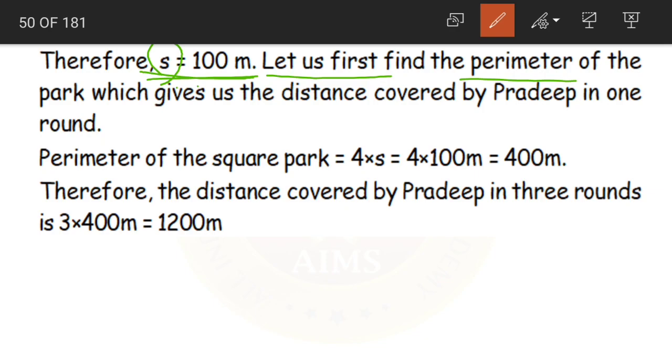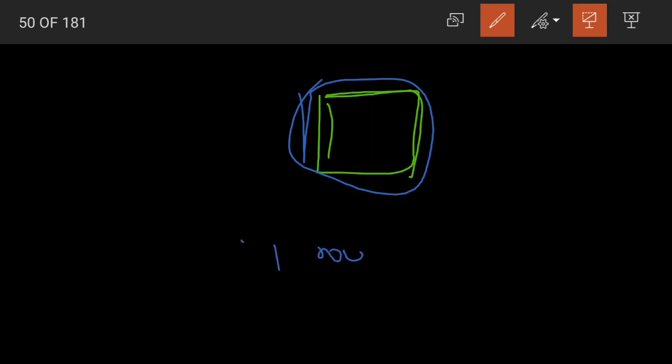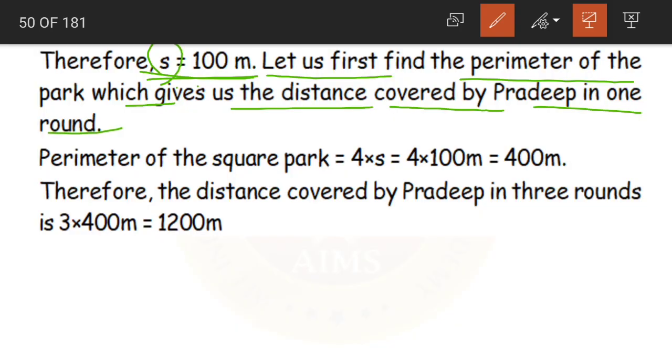Now let us find the perimeter of the park, which gives us the distance covered by Pradeep in one round. Just as we have discussed, when we say the perimeter, this whole part becomes the perimeter. So when we find out the perimeter, we'll find the distance covered by Pradeep in one round. This will be one round.